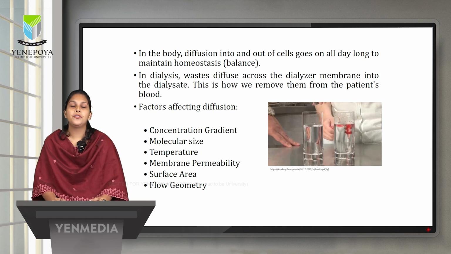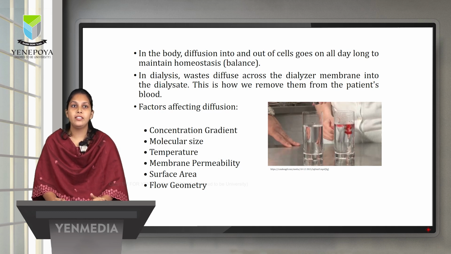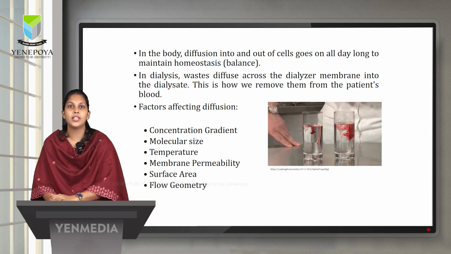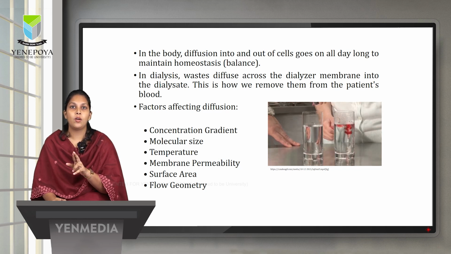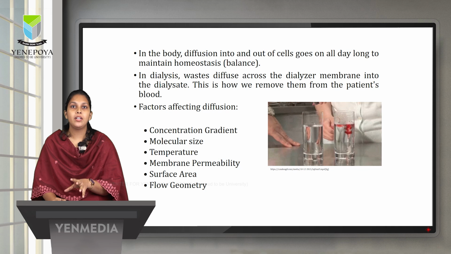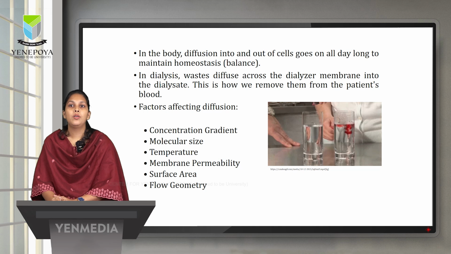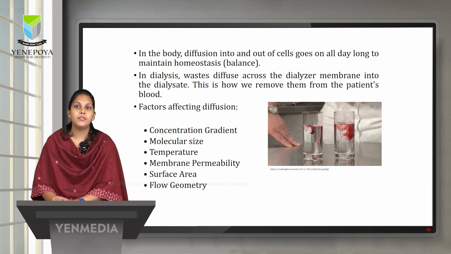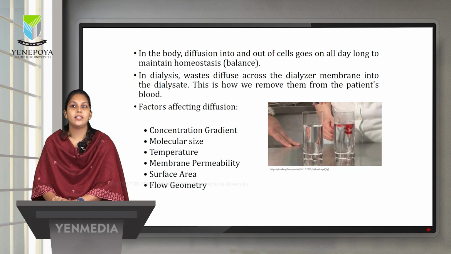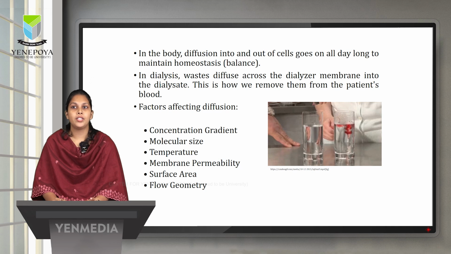The next one is molecular size. Smaller molecules diffuse more easily than larger ones. The next factor is temperature. Warm molecules move faster than cold ones. In the figure, you can see one glass with hot water and the other with cold water. The diffusion happens much faster in hot water than in cold water. So in dialysis we keep the dialysate at a safe temperature to maintain the patient's comfort and allow faster diffusion.